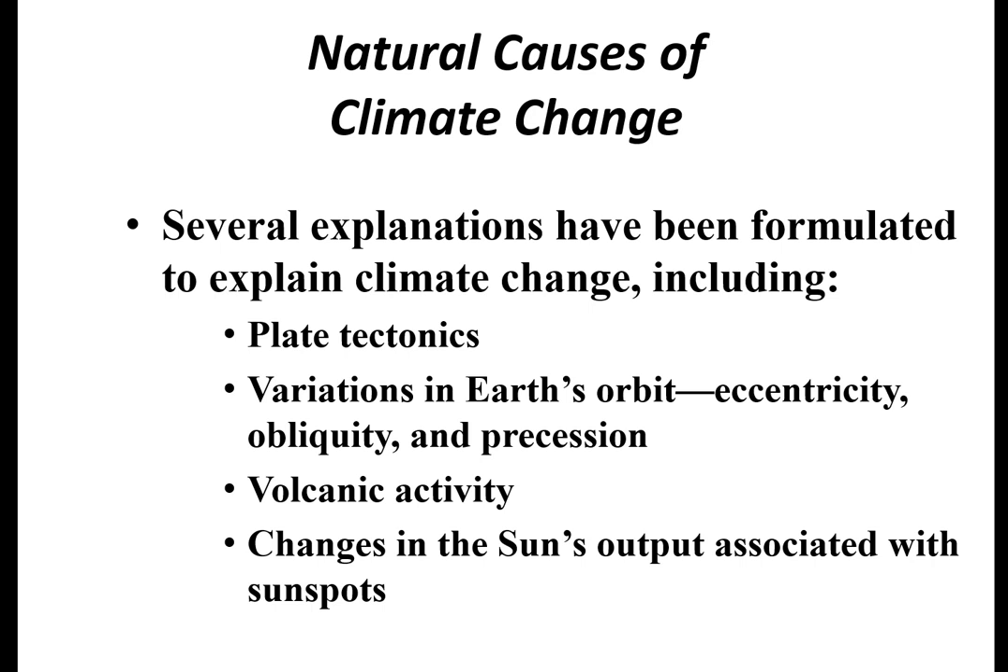So there have been several explanations proposed for trying to describe climate change, and that includes plate tectonics, the variations in Earth's orbit, which we talked about last week, volcanic activity, and changes in the sun's output associated with sunspots, which occurs over an 11-year cycle.